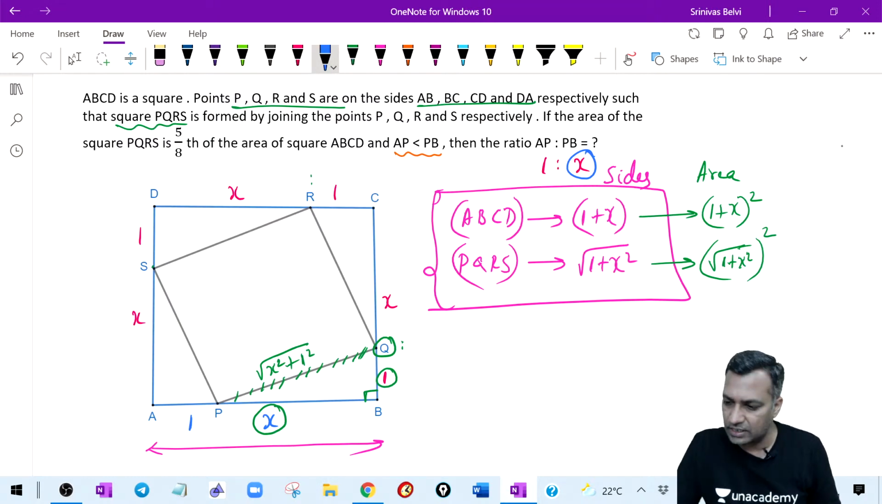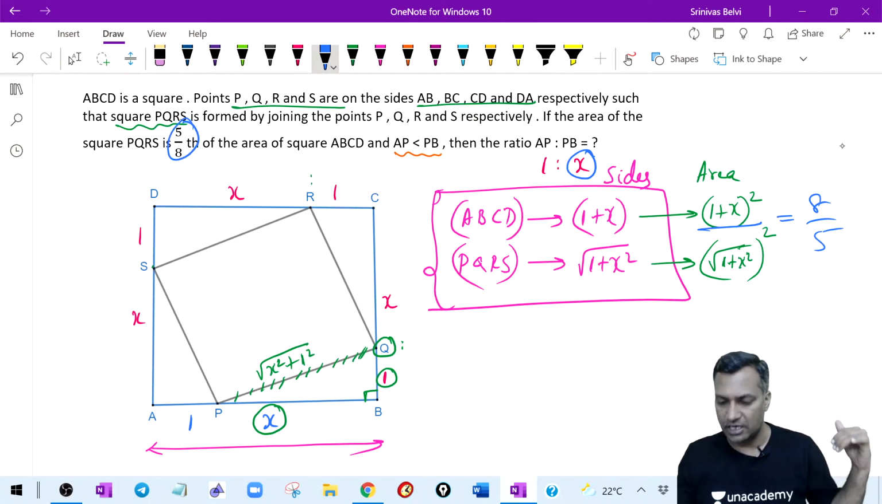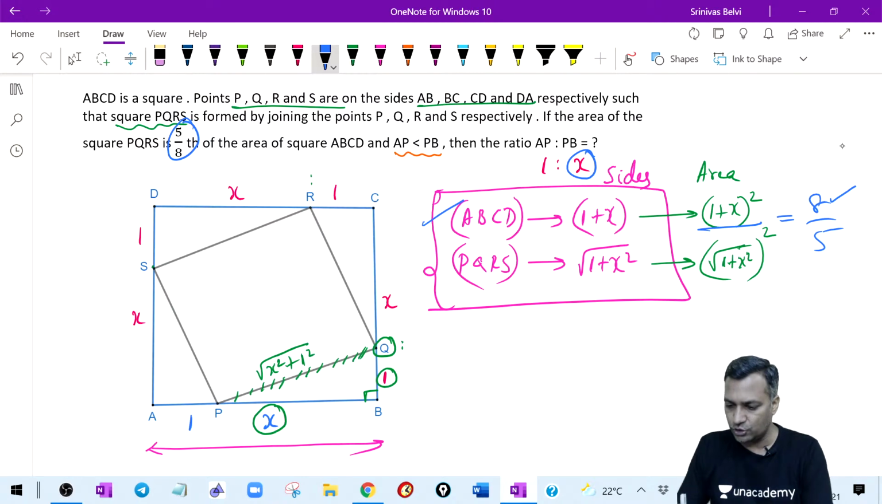What is this particular ratio? The author says it is 8 by 5. You may say, sir, it is 5 by 8. No, 5 by 8 is with respect to PQRS divided by ABCD. I wrote ABCD in the numerator, therefore it corresponds to 8 by 5. Let me resolve this particular issue.